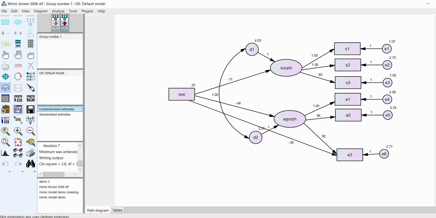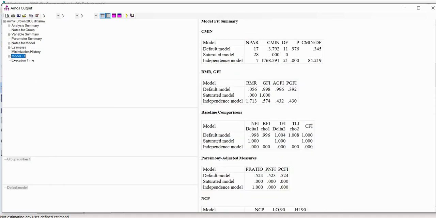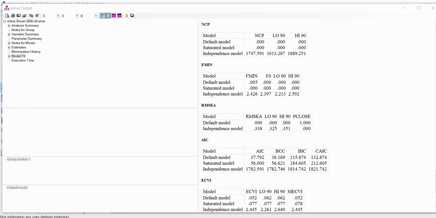So let's go into our output file right here, and we'll go to model fit, and the model fit was quite good. You can see that the chi-square goodness of fit test is non-significant. The GFI and AGFI and the TLI and CFI are all indicating quite good fit of the model to the data. The RMSEA is actually 0 or thereabouts, which indicates a well-fitting model.